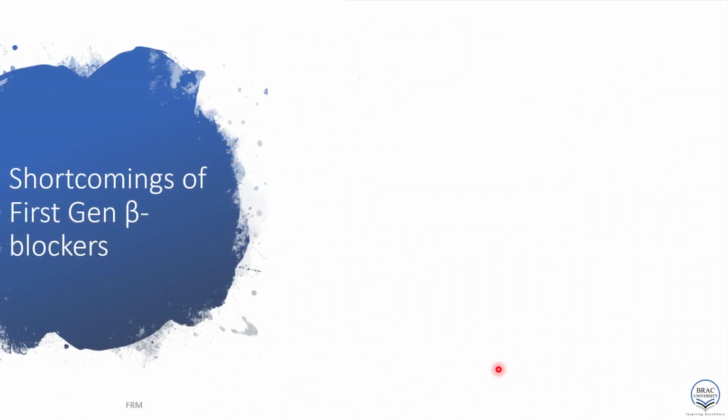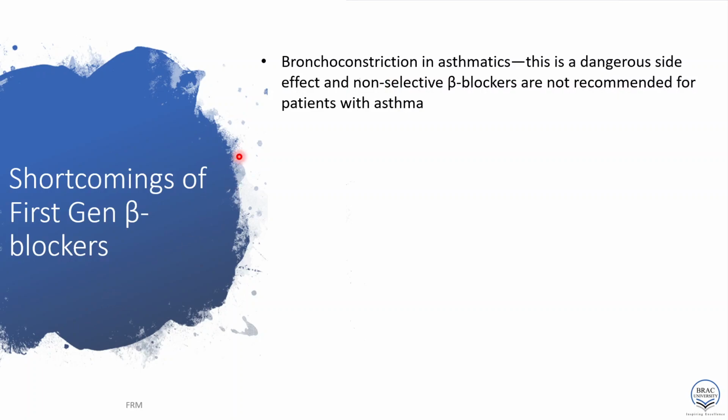So as you know, all the drugs from the first generation have some problems, shortcomings. The first generation beta blockers also have shortcomings or limitations. The main one is bronchial constriction, because the first generation is non-selective. That means it cannot differentiate between beta 1 or beta 2. So propranolol mainly inhibits the beta 1 receptor in the heart and beta 2 in the lung.